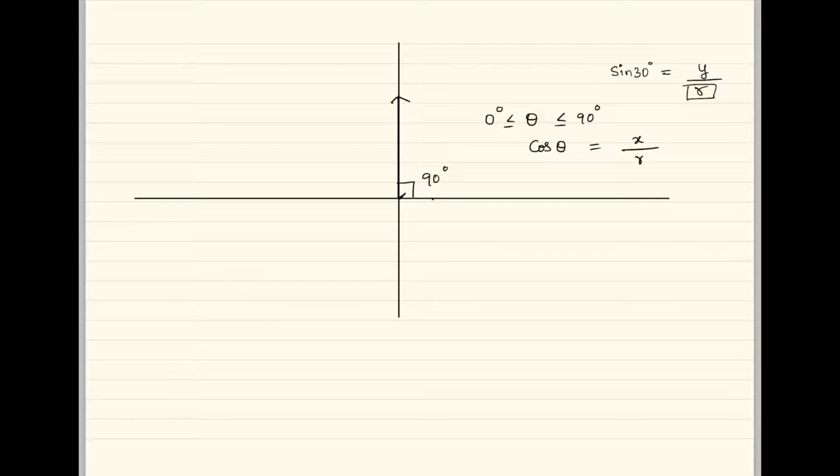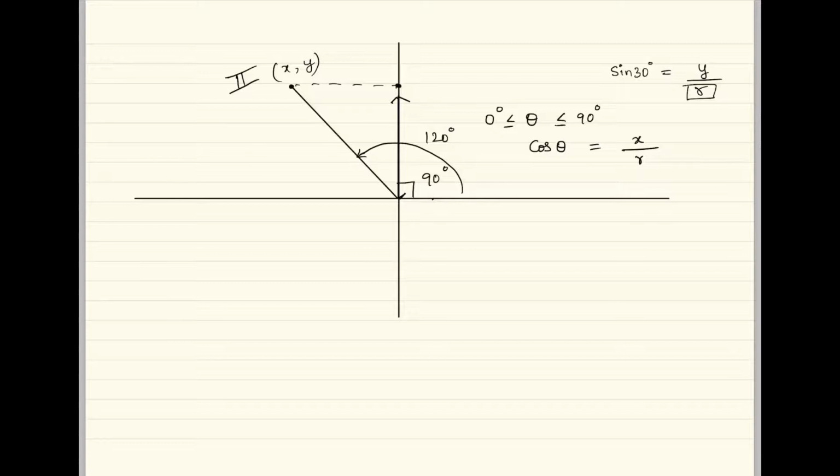Now let's go to the second quadrant. The second quadrant is this one. They are named like this. Now in the second quadrant, let's take some angle like this. Let's say this is some 120 degree. If you take any point on this line, what can you say about the y coordinate? Sine 120 is the y coordinate by radius. The y coordinate is positive, right? So sine 120 is going to be positive, correct?